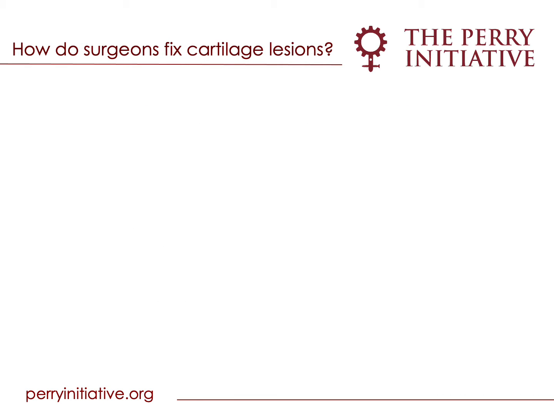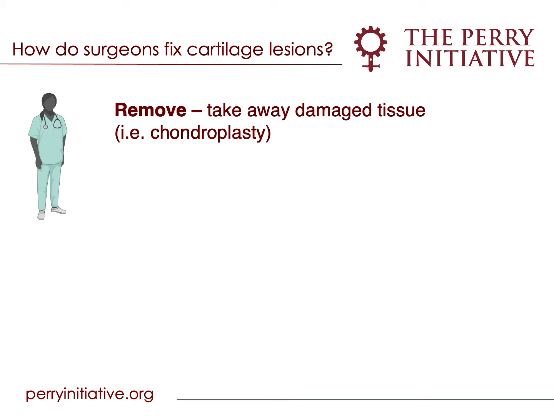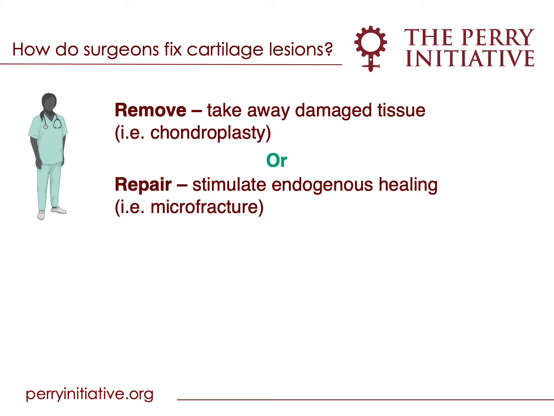So how do surgeons fix cartilage lesions to prevent disease and osteoarthritis? The first option is to simply remove the damaged tissue in a process known as chondroplasty or debridement. And this procedure is typically done arthroscopically through small incisions in the knee. Next, the surgeon may repair the cartilage defect by stimulating endogenous healing. This is typically done through a procedure known as microfracture, where the surgeon uses a conical tipped awl to puncture the subchondral bone and release bone marrow elements into the cartilage defect to promote healing.